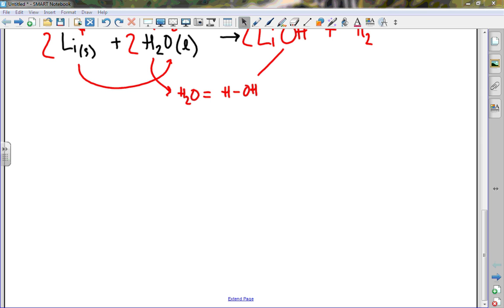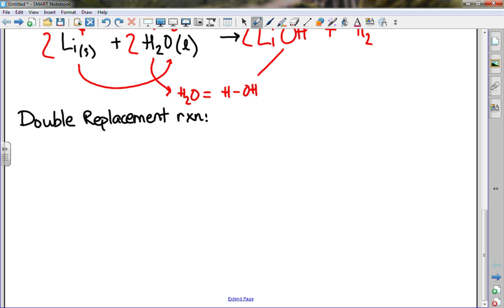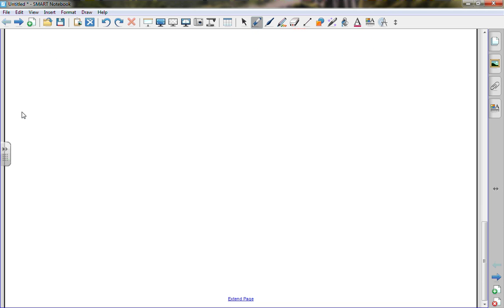And then the next one that you would want to look at is what's called a double replacement reaction. Okay, and here is where you're going to have two sets of cations and anions being replaced. So let's look at that here in this double replacement reaction.